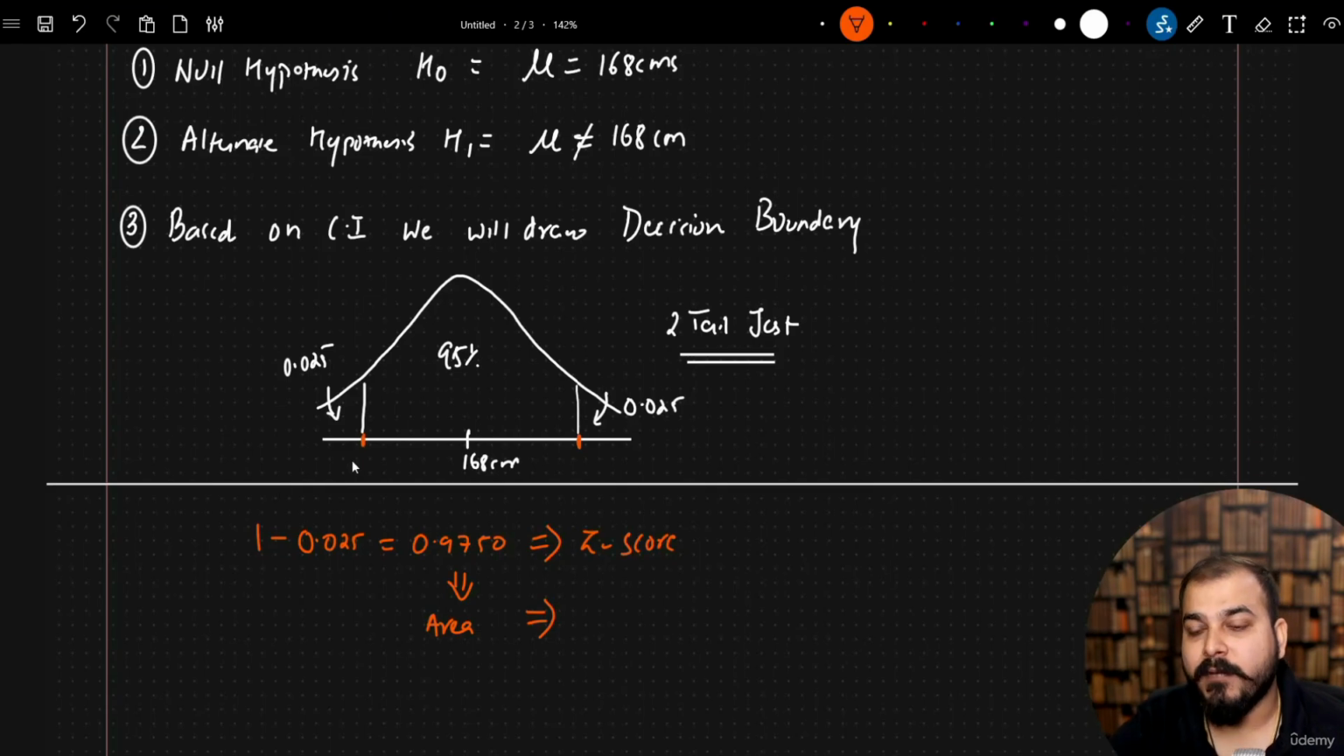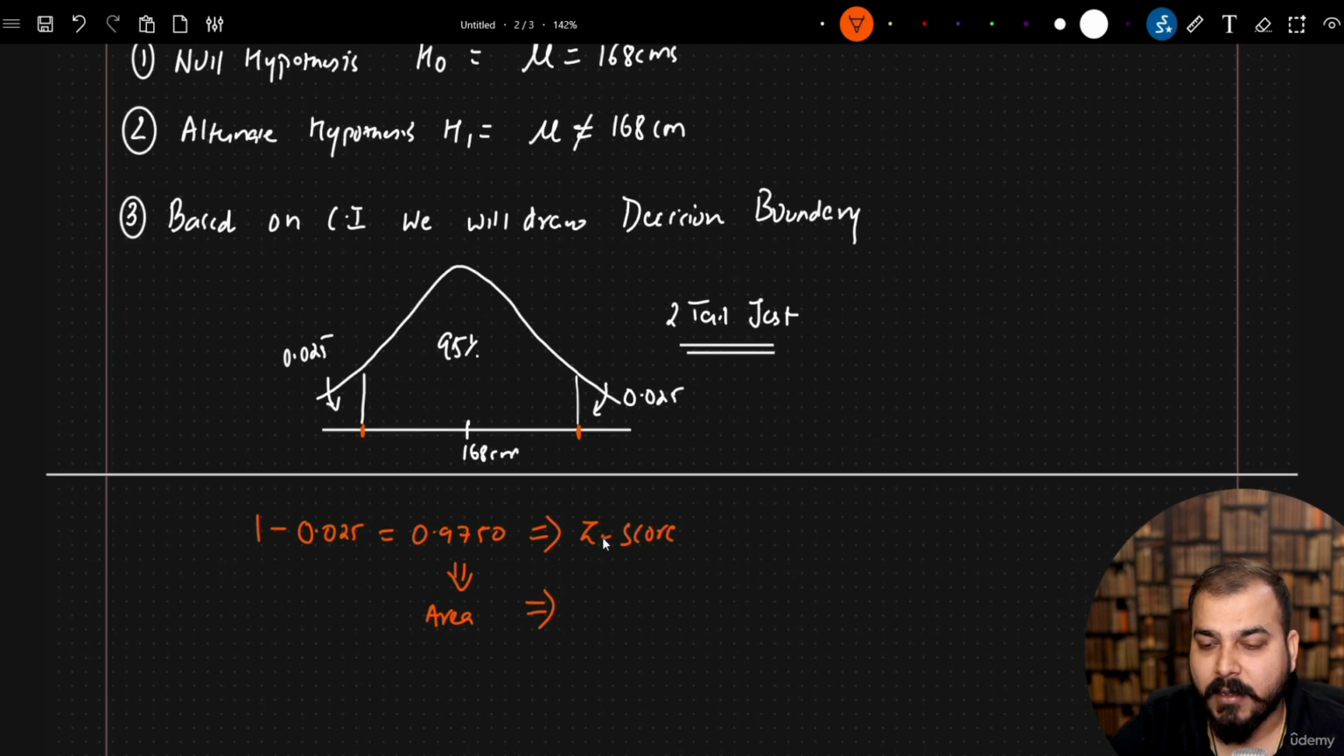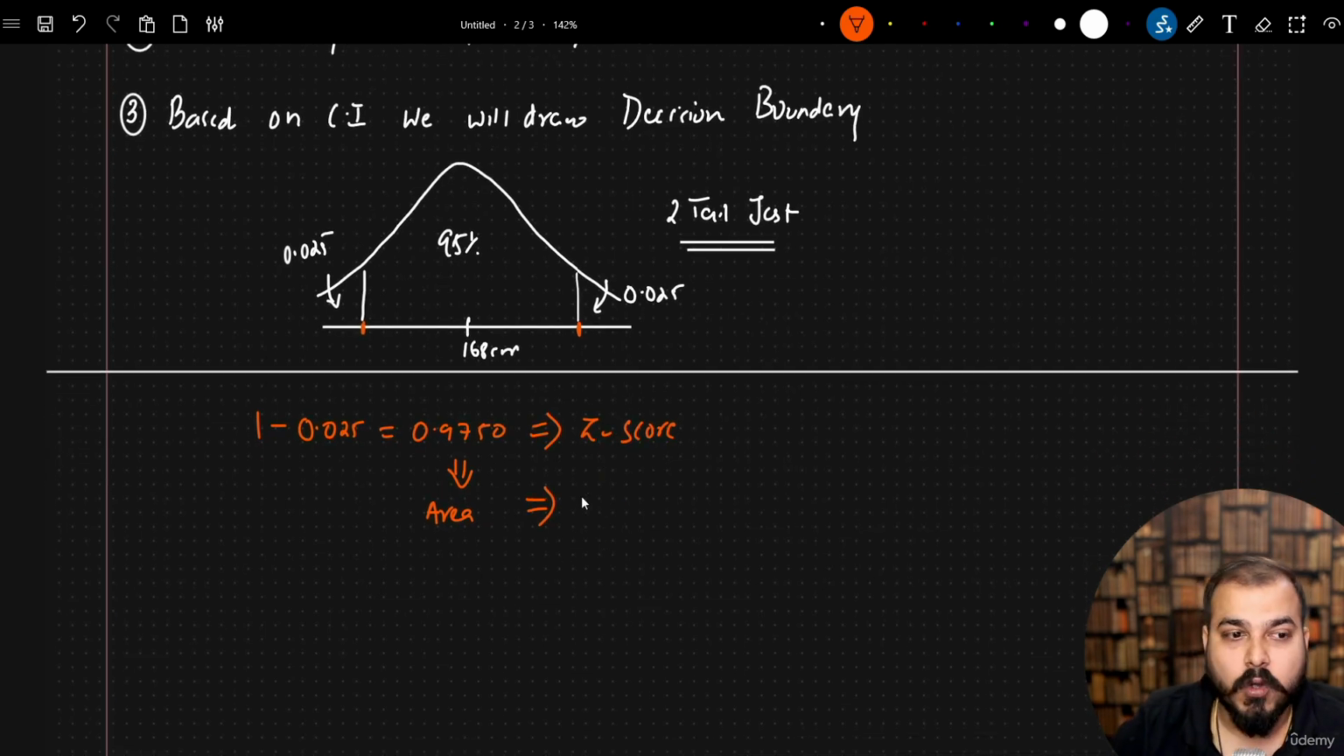So I will go back over here. Now my z-score will be nothing but plus 1.96 for this region. And whenever we look at the left part, what do you think we will have? It is very simple. We will get minus 1.96.